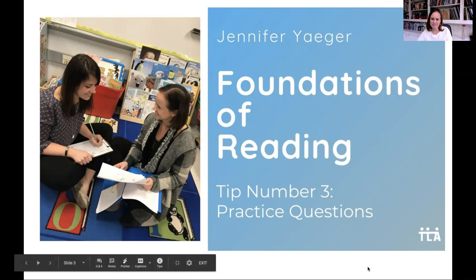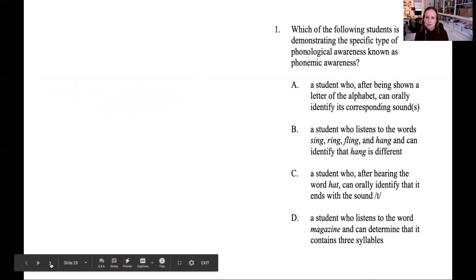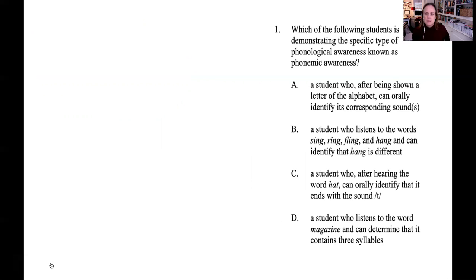So let's get started. Let's take this first question. It says, which of the following students is demonstrating the specific type of phonological awareness known as phonemic awareness? And this question, like many others you'll see, provides you with extra information that provides context for the question, but it's important that you read through that question first, making sure you know what the question is asking. Too often, I see people skimming through the question, then diving right into the answers. And that's sometimes where you can be lured away from the right answer.